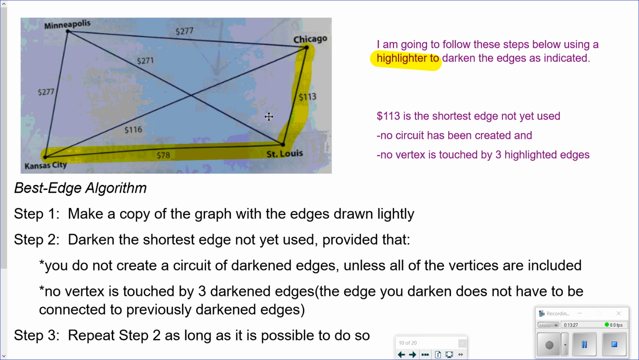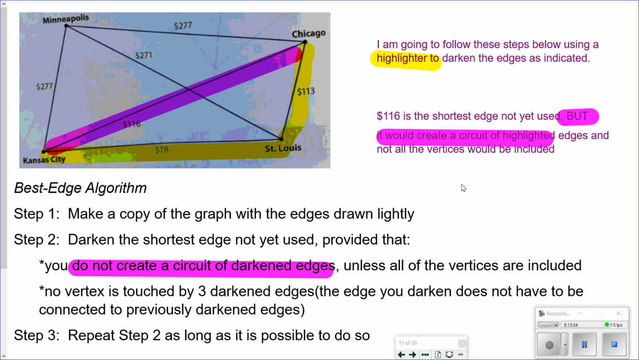All right, and I can highlight that as long as I do not create a circuit of highlighted edges, so I did not create a circuit there, and no vertex is touched by 3 highlighted edges. So if I look at this vertex, there's only 2, right? There's only 1, there's only 1. So that's why I can go ahead and add in that 113.